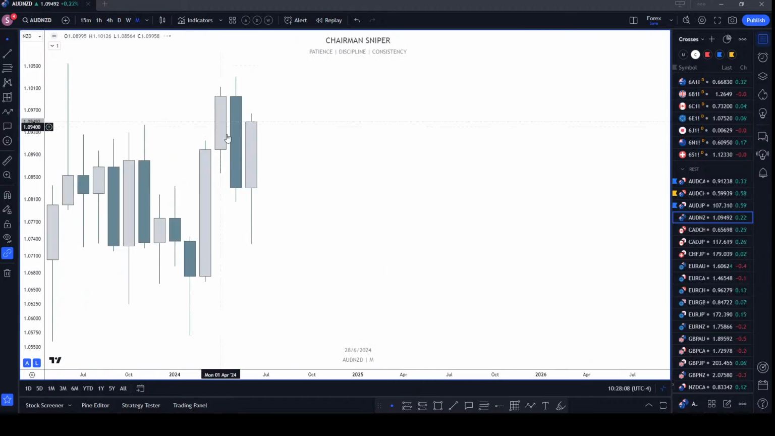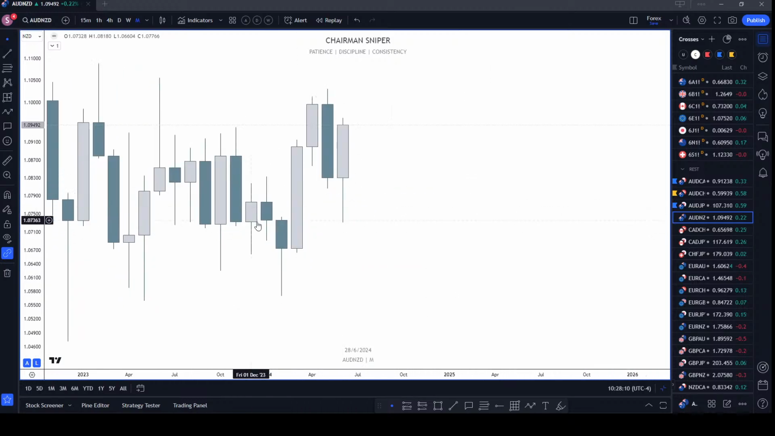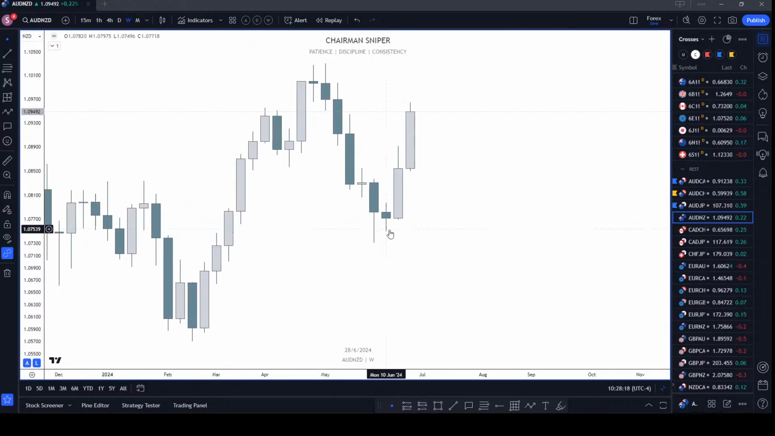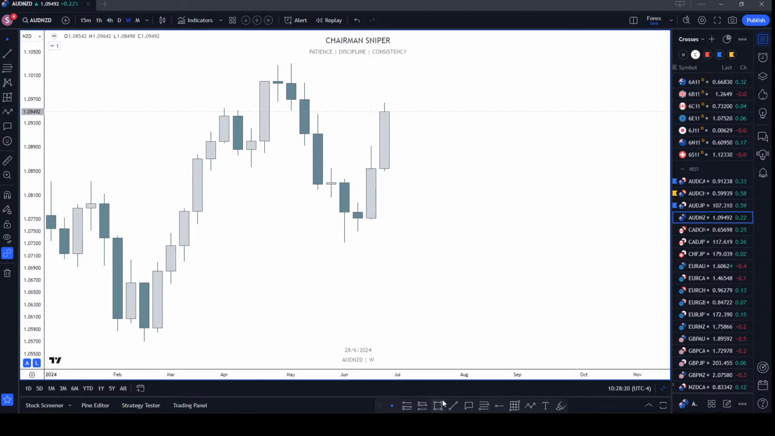AUD NZD on the monthly, we realized that we were reacting from this. I was actually in this trade, the buy, and it has hit TP already. On the weekly, we can see that we have a breakaway gap right here. I don't think I would draw it out actually, but we do have a breakaway gap right here. Price should not come back into this if we are moving higher indeed.